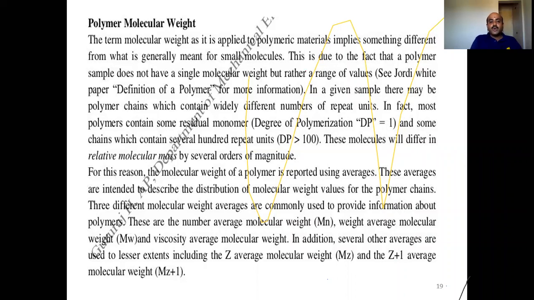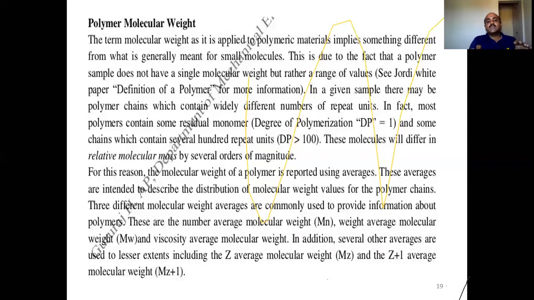In fact, most polymers contain some residual monomer, where the degree of polymerization is equal to 1, and some chains which contain several hundred repeating units, where DP is greater than 100. Sometimes the degree of polymerization is 1 and sometimes it is 100. So these molecules will differ in relative molecular mass by orders of magnitude.